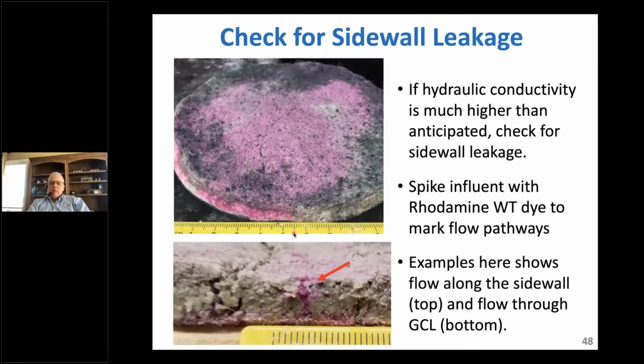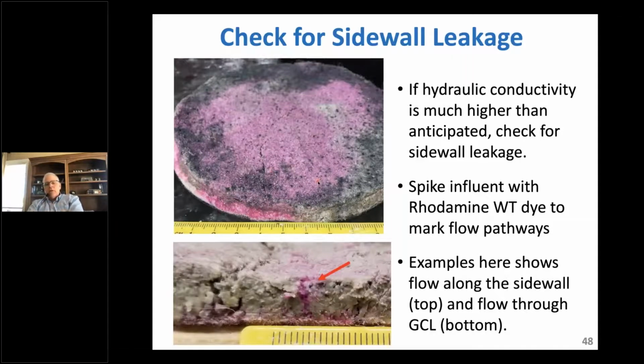If we get an outcome that's not what we expect, particularly if it's much more permeable than we expect, we should check that to make sure we don't have a test error. One of the more common test problems is so-called sidewall leakage. I talked about earlier where we're putting that bentonite band around the edge and trying to seal up to prevent any leak around the sidewall. If we get a high conductivity, we should run a dye test to evaluate whether we indeed have sidewall flow. And that's what I'm illustrating here.